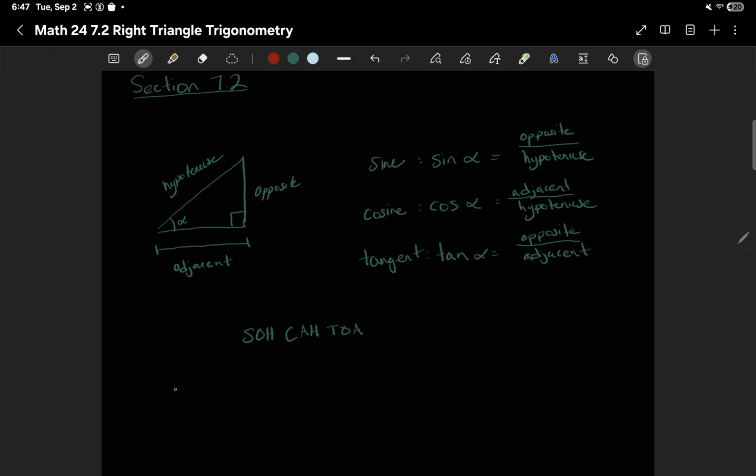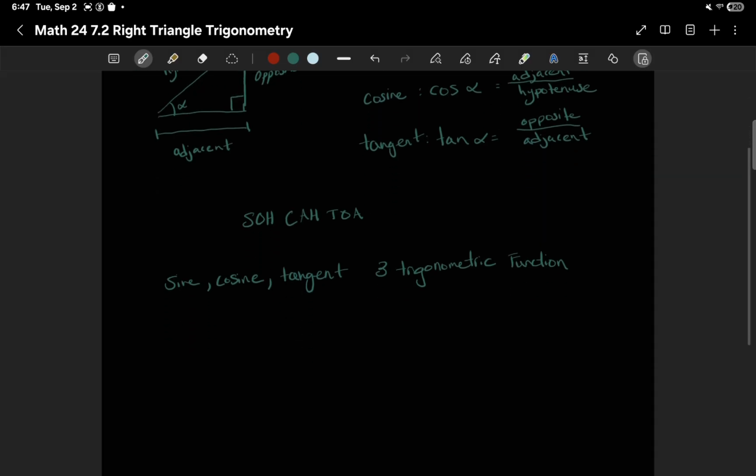So these are sine, cosine, and tangent. Let me rewrite that. These are our three trigonometric functions, not all of them. We'll talk about a few more in a bit. All the trigonometric functions do is give you a proportion of how large one side of the triangle is versus another.